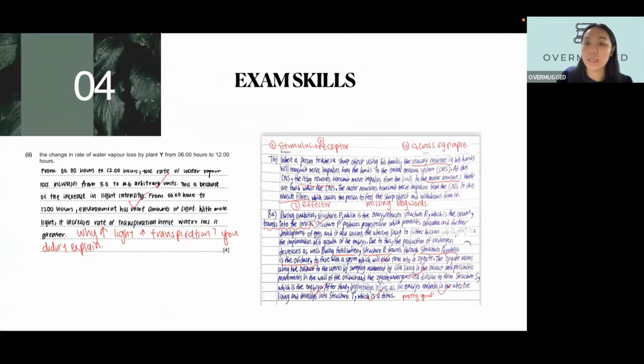Last one is, of course, your exam skills. And I would say it's very linked to the third one as well. Keywords is an exam skill, but there are a lot of other exam skills, like how should you structure your answer?